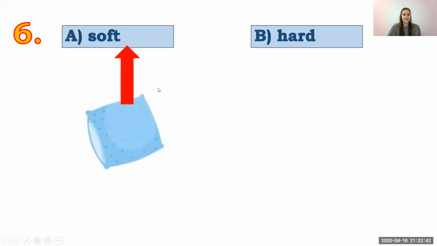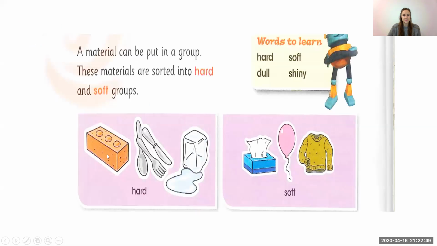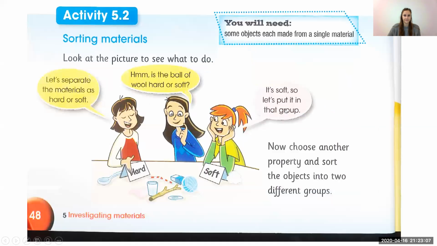Okay, the next, number 6, was soft. The pillow is very soft. The rock is very hard. So the same materials we can sort into different groups. All of these are very hard. The brick is hard, but it is not shiny. The metal cutlery, the metal knives and forks, are very hard. The ice block is hard. And all of these things are soft.